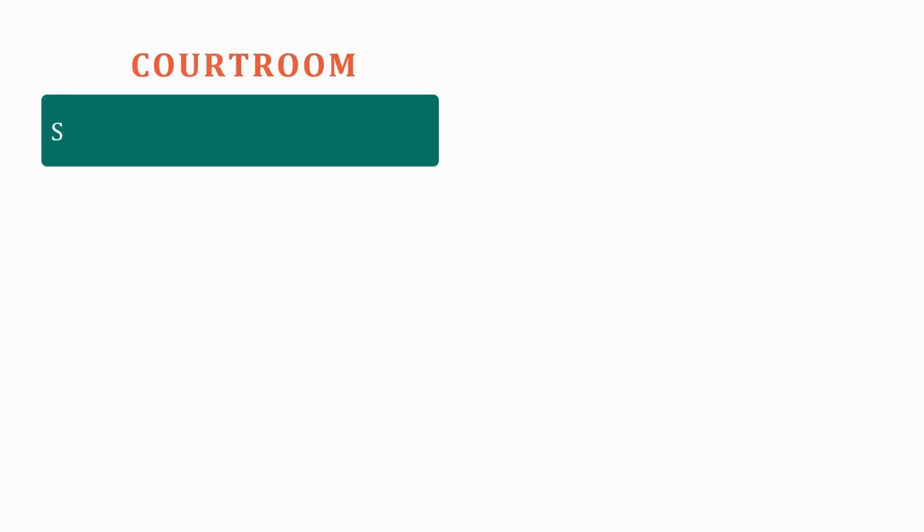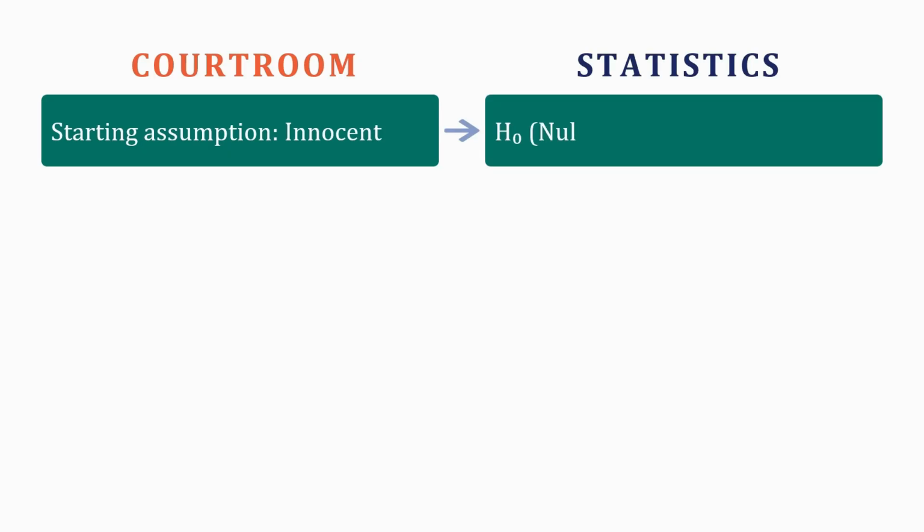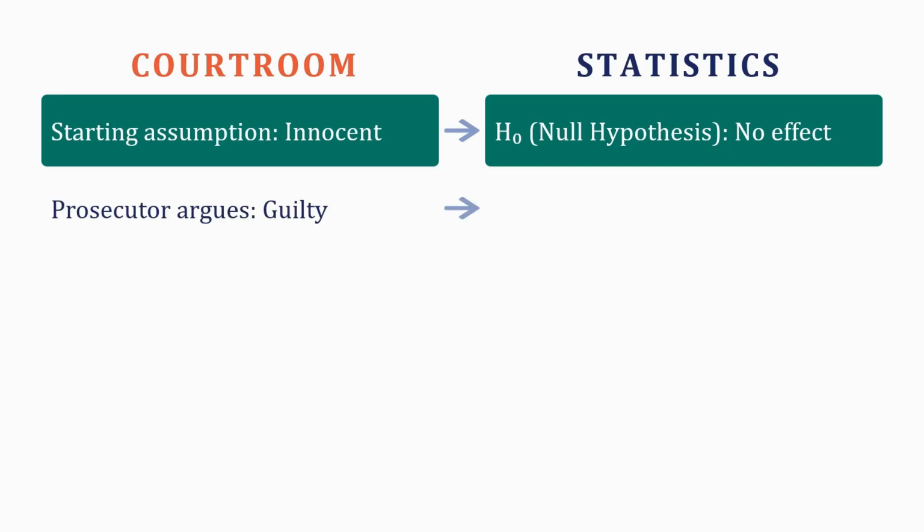In a courtroom, the person is assumed innocent. That's your default. In statistics, the null hypothesis is your default. It says there is no effect, nothing is happening. In a courtroom, the prosecutor argues guilty. They're challenging the default. In statistics, the alternative hypothesis challenges the default. It says something is happening. There is a real effect.